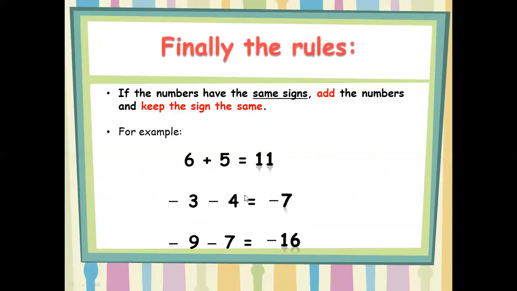But then because they both are friends, we add them. Just like when you and your friend are together, you both are closer together. So we add them. Same rule is for the numbers. They both are friends because they both have the same signs. So we add them and keep the sign the same.